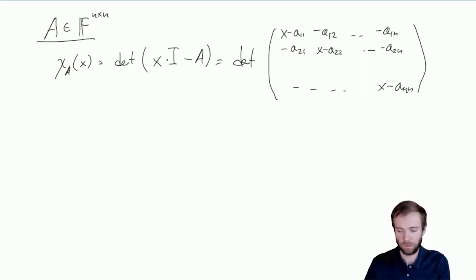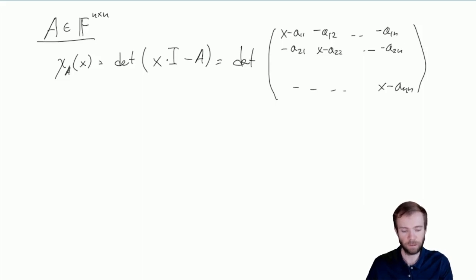We'll assume that we are given a matrix where the entries are elements of some field. Maybe these are residues modulo some prime, maybe these are rationals. Anyway, we can encode them in binary form, and this is a matrix of order n. And the characteristic polynomial of the matrix, which we'll denote by chi A of x, is the determinant of x times the identity matrix minus A.